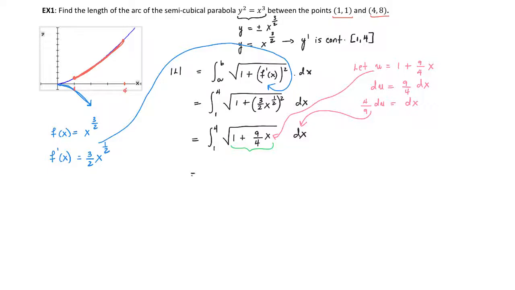So continuing with the integral, we're going to have 4 over 9, the integral, and then the square root of u du. What I need to do right now is to adjust the limits of integration. Let's see, u is equal to 1 plus 9 over 4x. So when x is equal to 1, u is going to be 1 plus 9 over 4. That is going to give us 13 over 4.